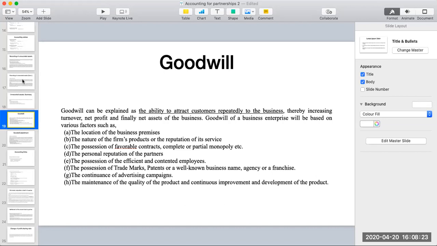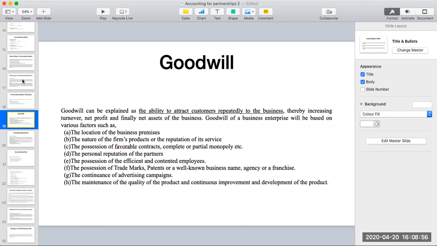Right. Next, we'll move on to another concept, that is goodwill. We all know what goodwill is. Simply, that is the good name of the company, which has the ability to attract customers and which will in return result in increasing turnover, increasing net profits, and finally the net assets of the business.